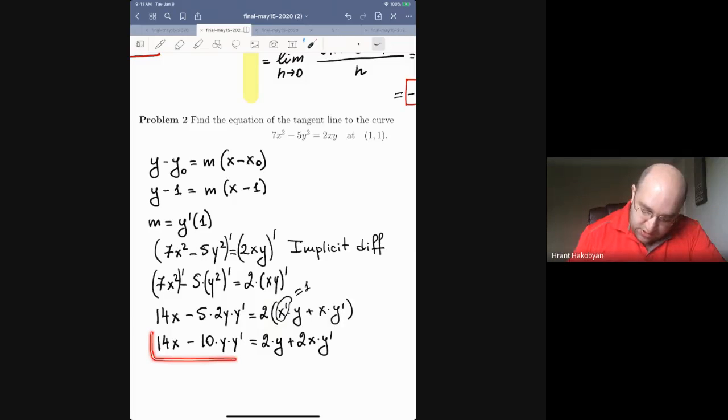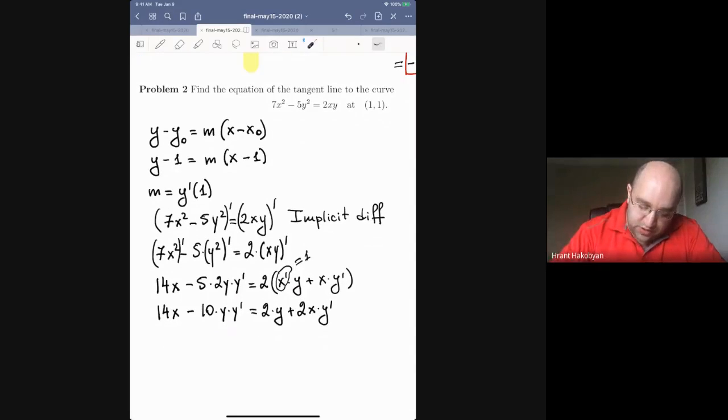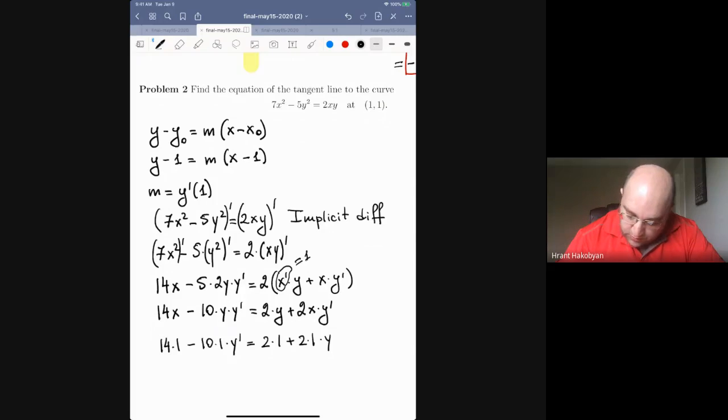So this is our expression for y prime, and all we have to do is solve for y prime. For that, we only need to plug in 1 and 1 instead of x and y. So I'm going to write 14 times 1 minus 10 times 1 times y prime is equal to 2 times 1 plus 2 times 1 times y prime.